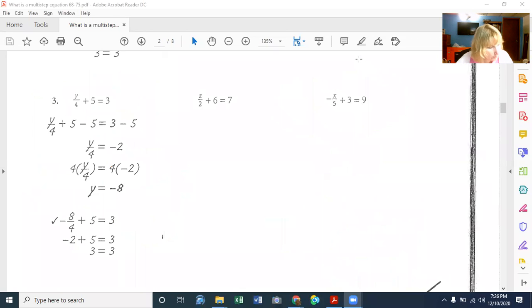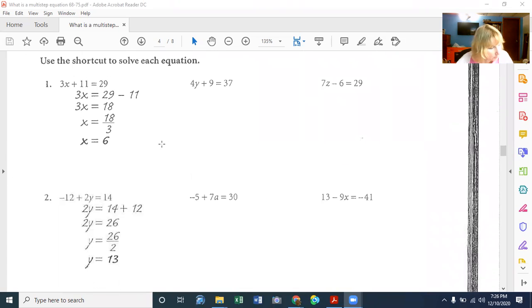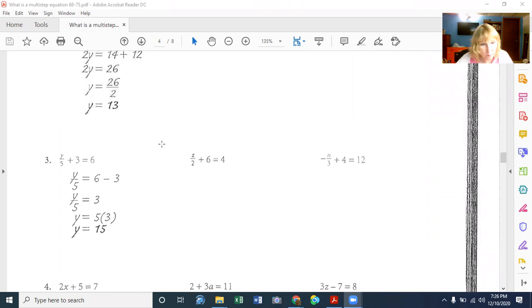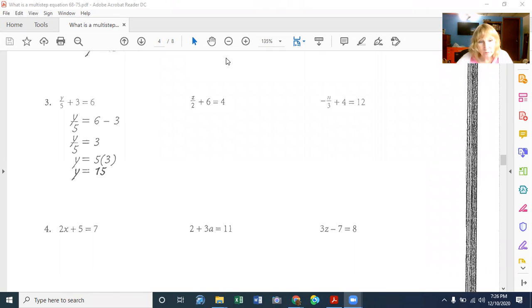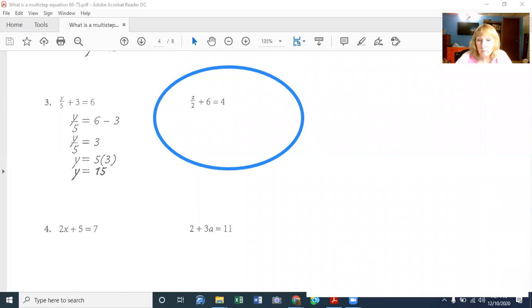Okay, the next one I wanted to do was on page 71. 71, 3b, so row 3, the second problem. If you need to pause the video to find that problem, go right ahead. And I'll make some white space. And let's try this problem.